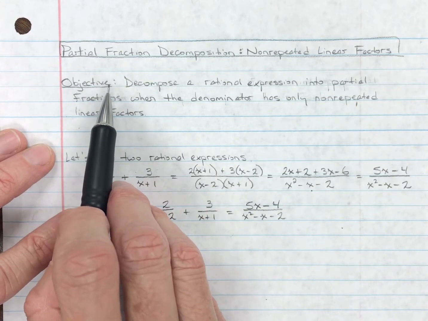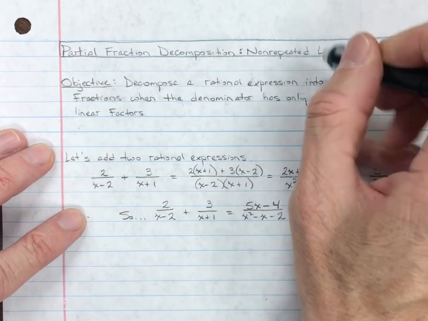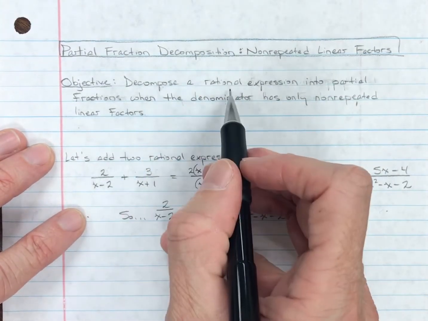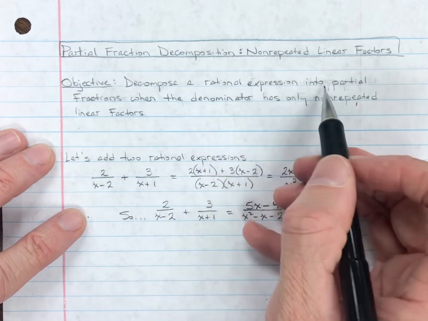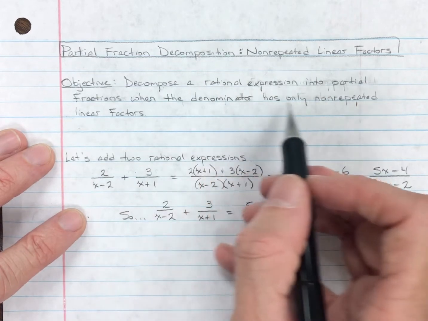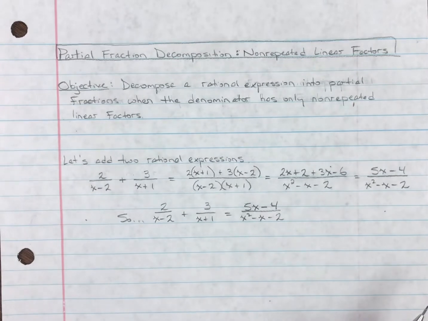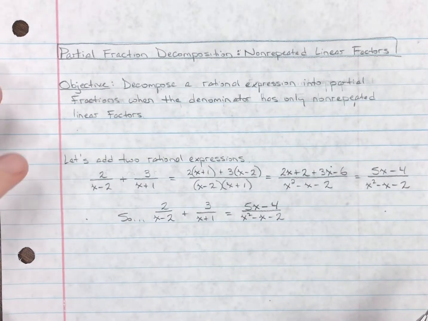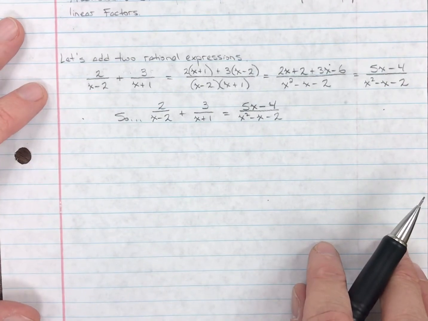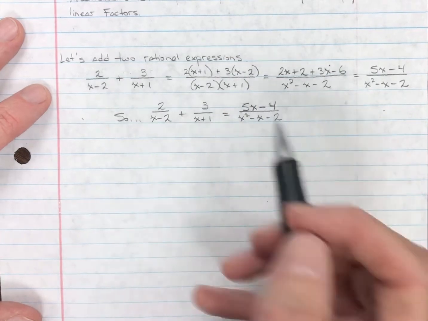So our objective, and again, it's going to have some vocabulary in it that we're going to have to pull together. Okay, our objective: decompose a rational expression into partial fractions when the denominator has only non-repeated linear factors. Again, oh my goodness, what does all that mean? Well, let's work to have this make some sense to us.